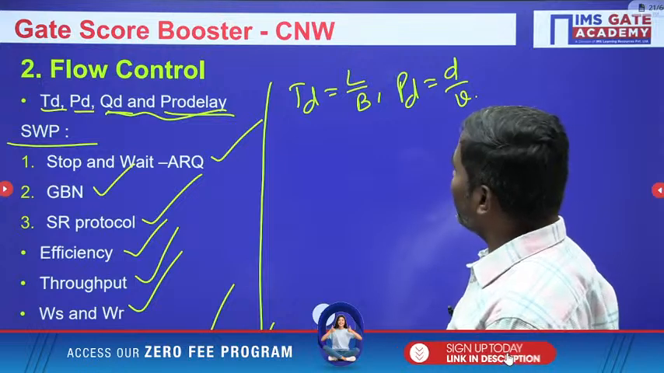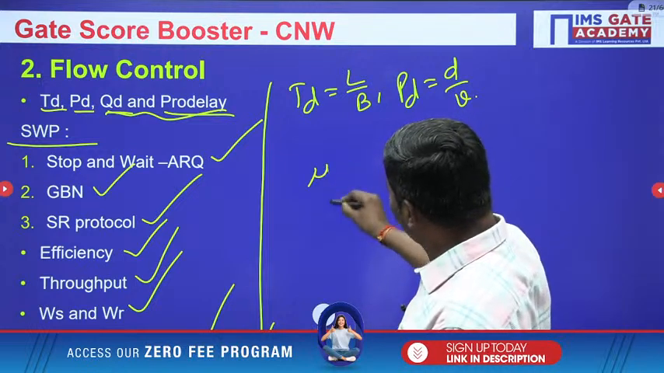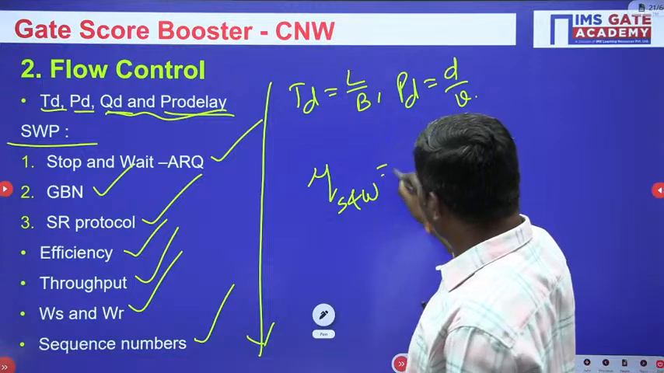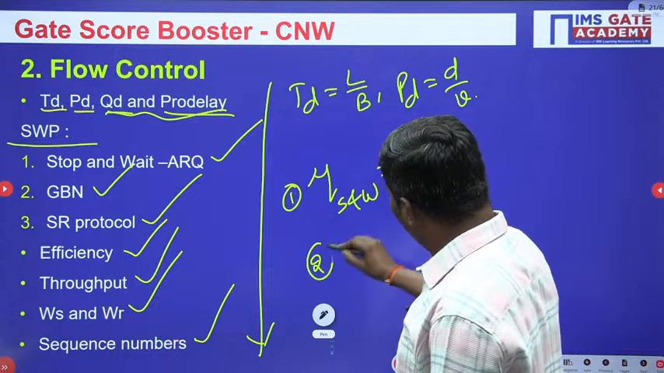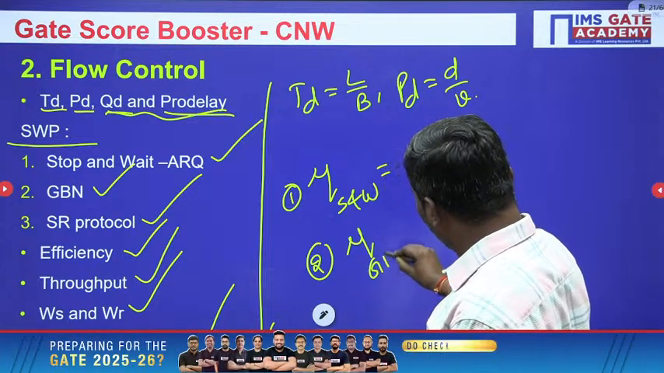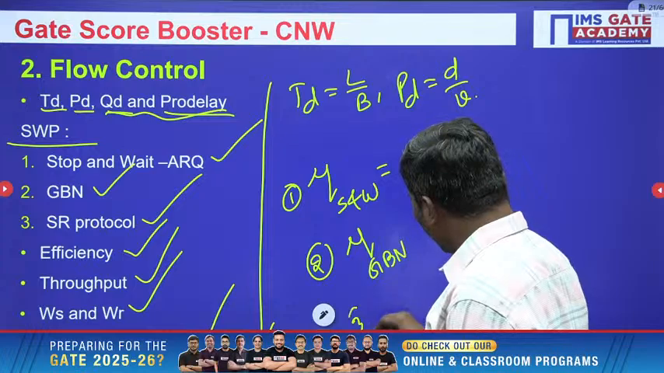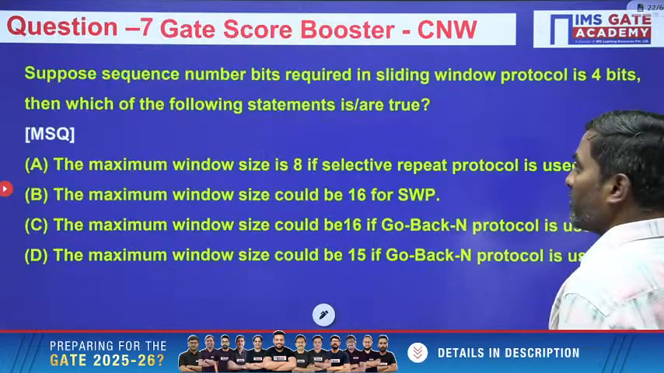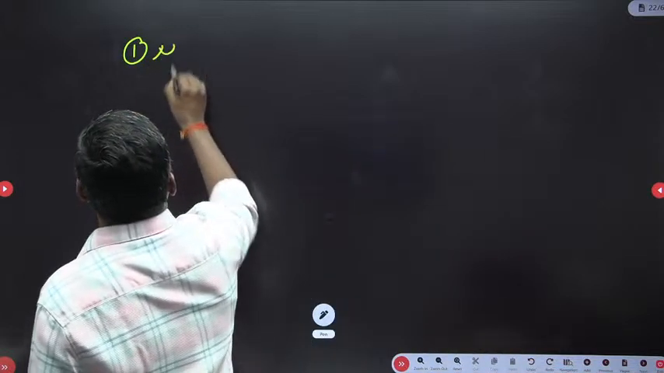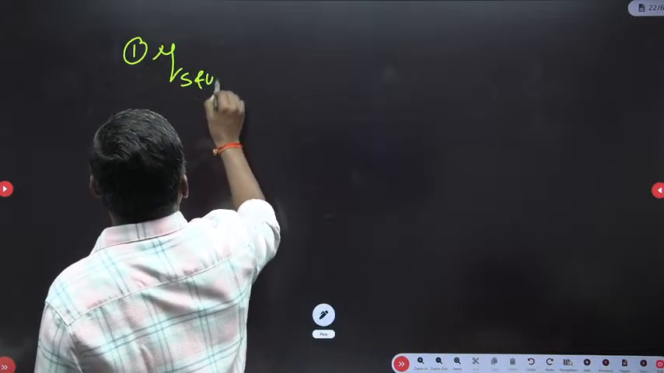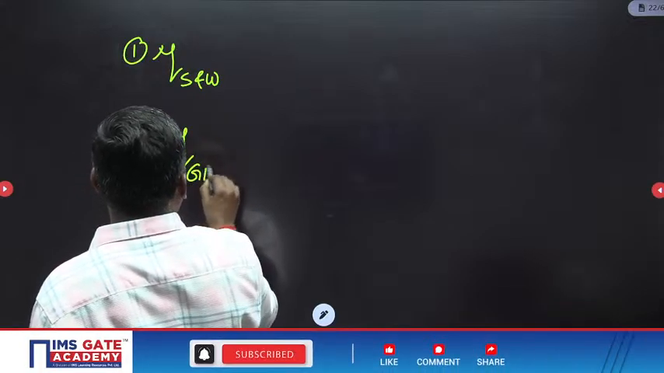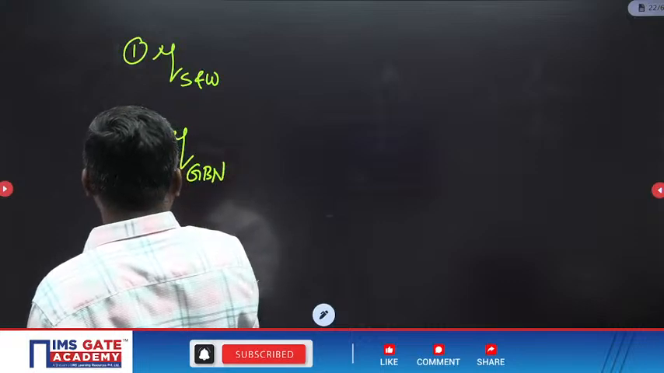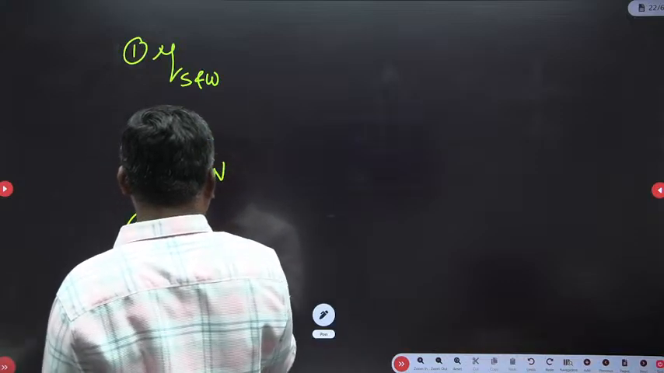Okay. Can you tell me the efficiency of the stop and wait protocol? Some of you tell me. Then the efficiency of the GBN protocol. Let me write it here. I am asking you the efficiency of the stop and wait protocol, the efficiency of the GBN protocol, and the third one, the efficiency of the SR protocol.